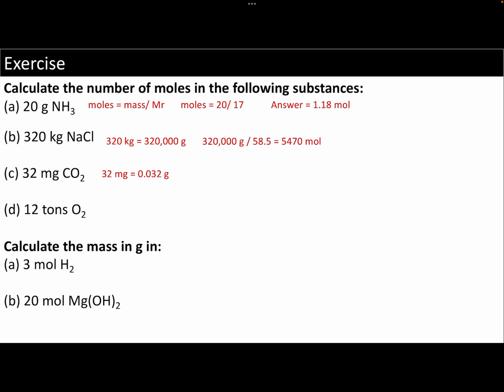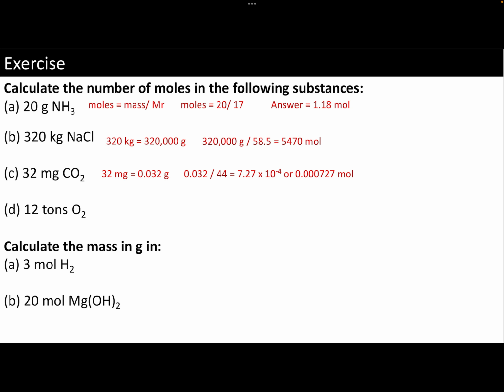32 milligrams is the same as saying 0.032 grams. Mass over MR is moles. So 0.032 divided by 44 is 7.24 times 10 to the minus 4, or 0.000727 moles.